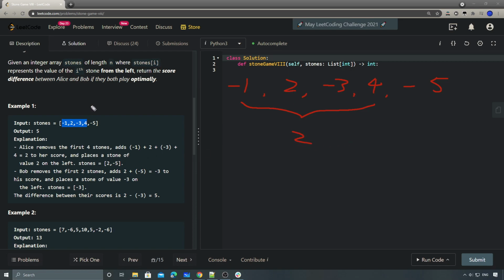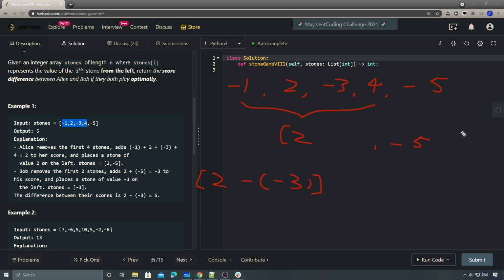And after that, based on rule number 3 here, we need to put the sum back into this array. So now we have a 2 and a minus 5, right? Obviously, when there are only 2 stones left, the other person does not have any choice but to take all of them. So Alice will have 2, and then Bob will just take the remaining 2, which gives minus 3. That's why 2 minus 3 is 5.